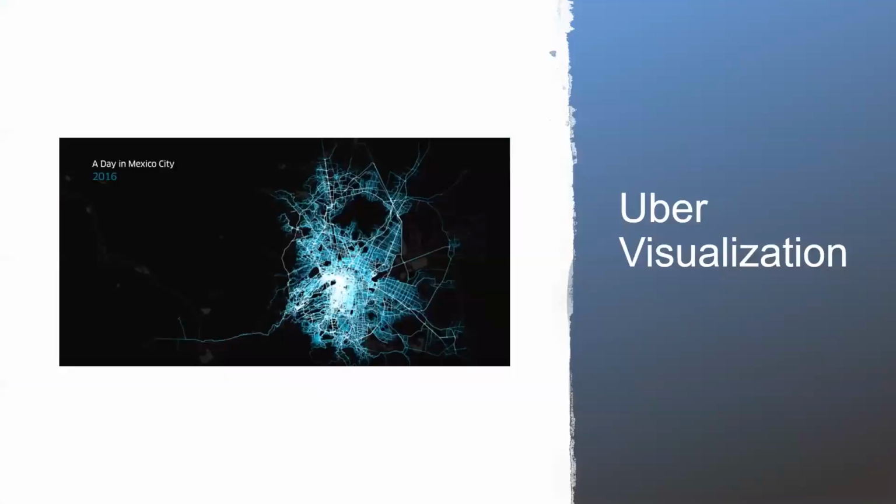Now, coming to some of the use cases. So this is an Uber visualization. What is happening here is a day in Mexico in 2016 for the Uber cabs. So these are all the places where they have gone, where they have taken rides, and where they have given the rides. And see, it's a beautiful visualization that you can create using different visualization tools. So this is just an example.